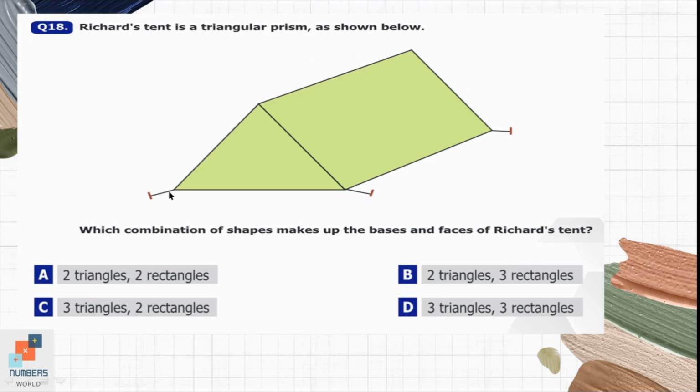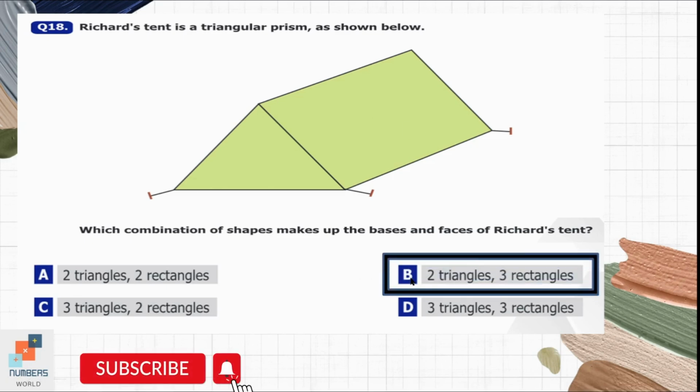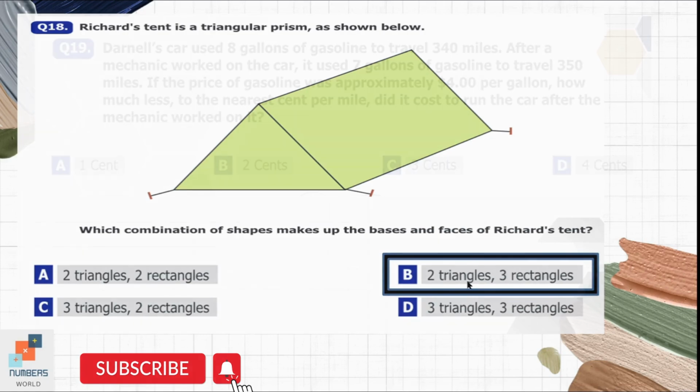We can clearly see a triangle at the front, so the same triangle will be repeated at the back. So there are two triangles. As there are three sides of the triangle, there will be three rectangles in the middle. Option B is the correct one. Richard's tent has two triangles and three rectangles.